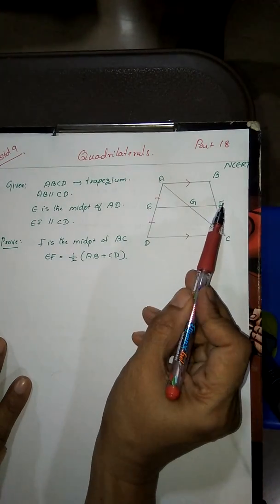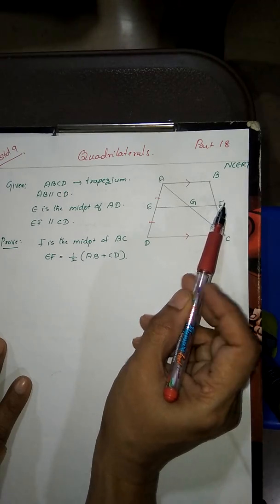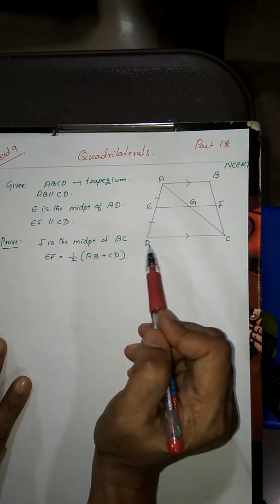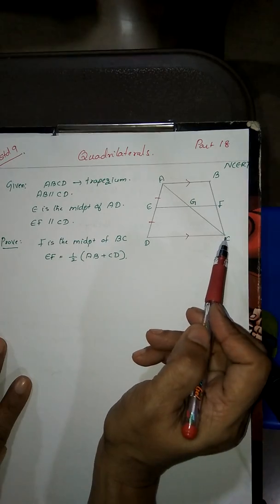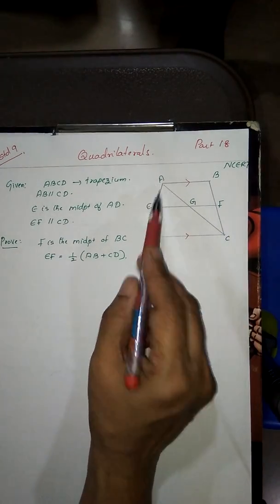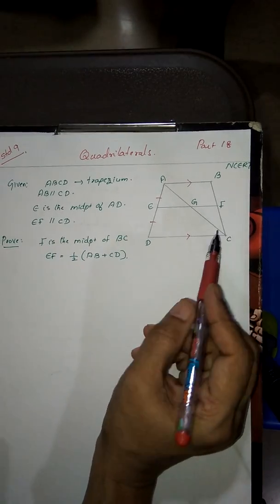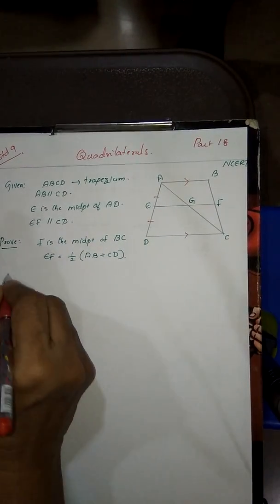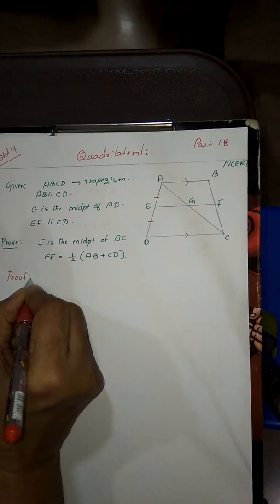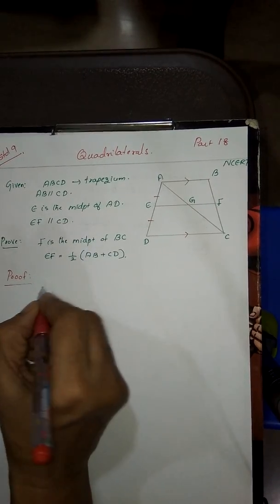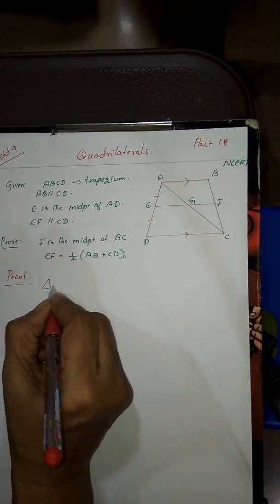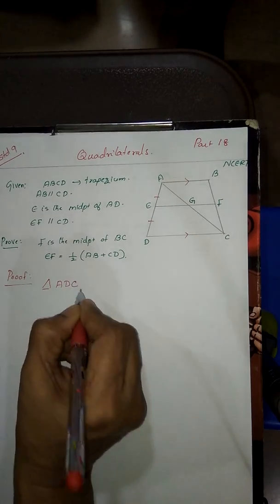Now you have to prove F is the midpoint of BC and EF is equal to half of AB plus CD. So we will first consider the triangle ADC. Consider the triangle ADC.